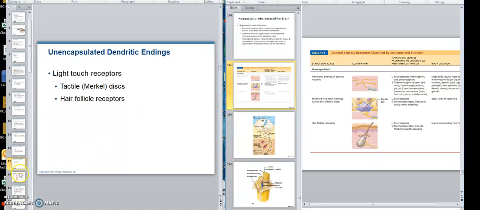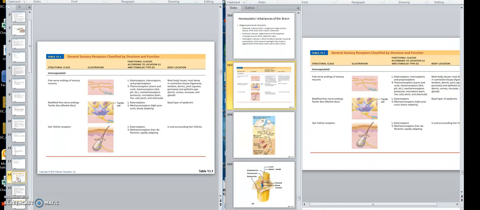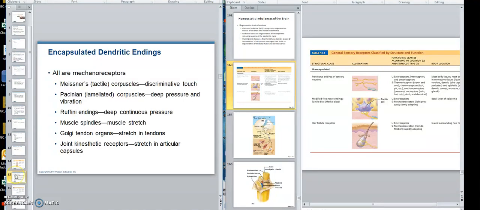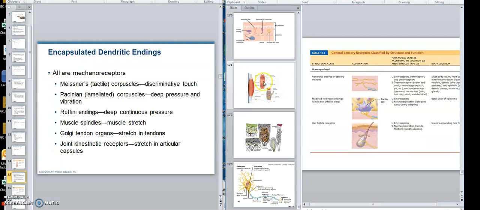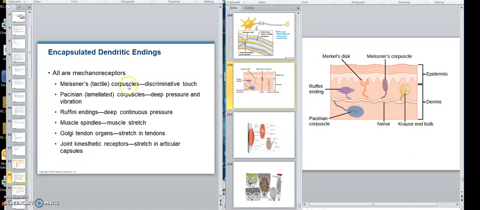Okay, let's go a little further. Now we're looking at all the encapsulated dendritic endings. So what do we have? The Meissner's corpuscle, which is more of a pressure deal. Discriminative pressure, discriminative touch. It can do pressure, it can do touch. See, it's up in this upper area. More discriminative touch than pressure, but it can do pressure too.